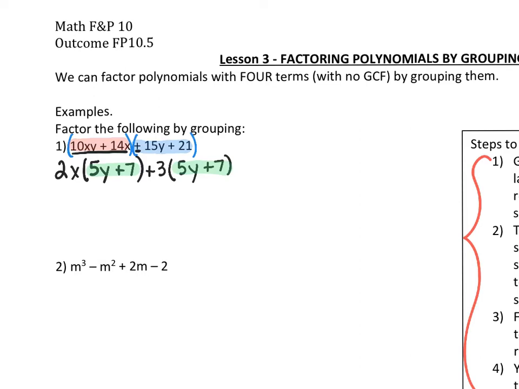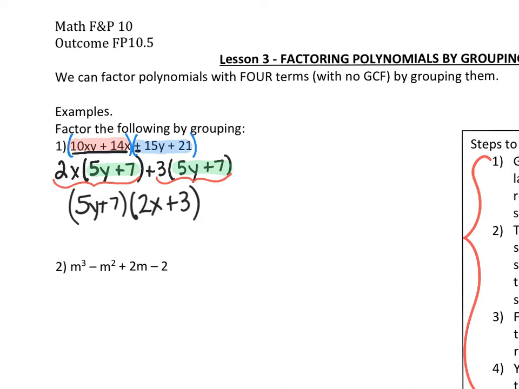So now really what I have here is this is a term and this is a term. Those two terms have a common factor of 5y plus 7. So if we take that 5y plus 7 and take it out as a common factor, I write down 5y plus 7 as my common factor. Now in this first grouping, if that 5y plus 7 is gone, I have 2x. And in the second group, if the 5y plus 7 is gone, I have 3. So you can see that I have two binomials.